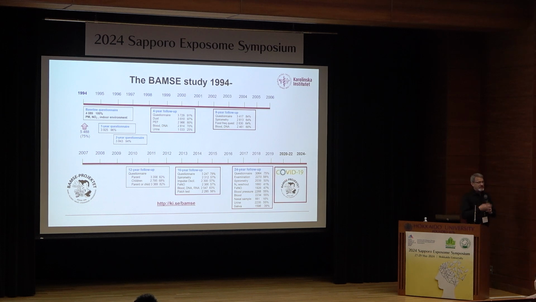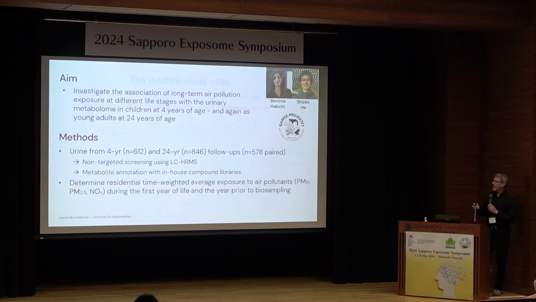We have extensive information from these individuals, and we have multiple biosamples over the 20 years that they've been monitored. So we were lucky enough to get the urine from these individuals and look at the metabolomics at 4 years of age and in the same individuals at 24 years of age. Based upon retention in the cohort, we had 578 pairs. So we have the same individuals at 4 years and 24 years of age. We decided to look initially at the associations between air pollution exposure and the levels of the urine metabolites.